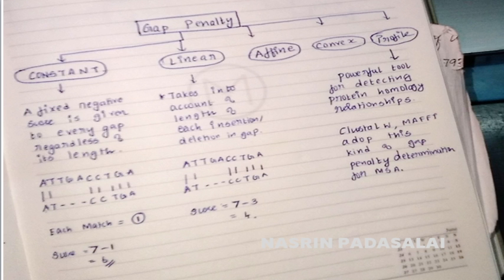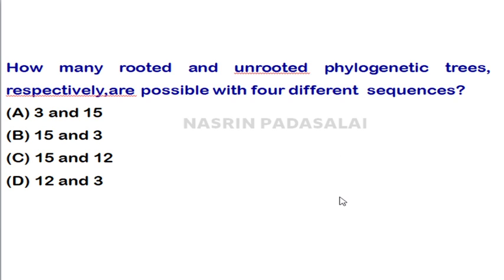Okay. Next, with regard to the last gap penalty type, it is profile. It is a powerful tool for detecting protein homology relationships. So generally Clustal W and MAFFT adopt this kind of gap penalty determination for doing their multiple sequence alignment.